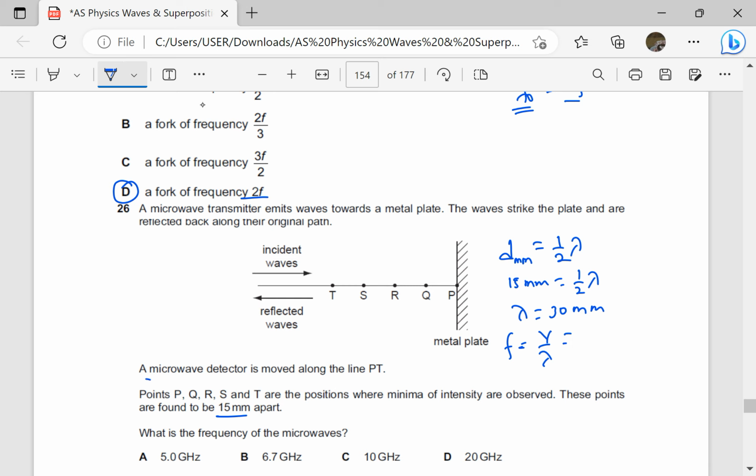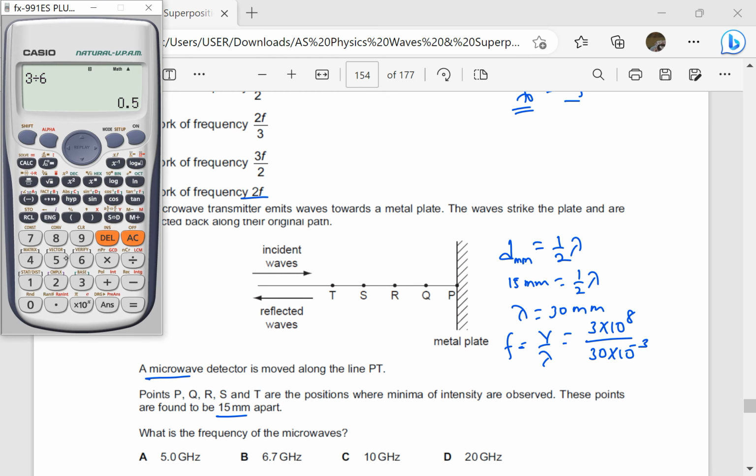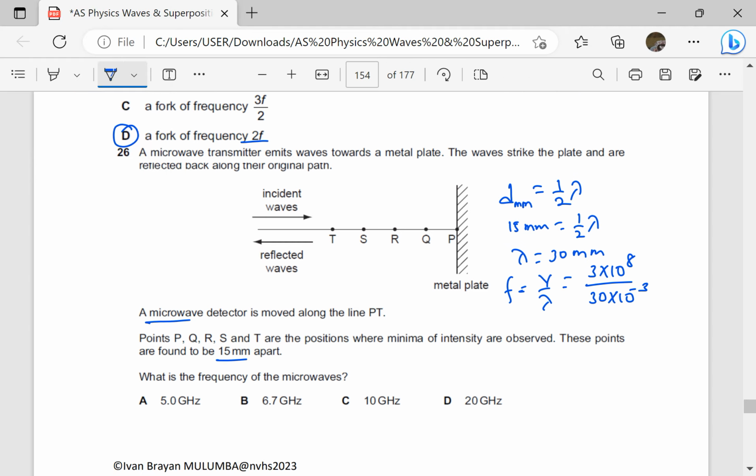And V, it is a microwave, so we don't need to be given V. V is 3 × 10⁸. The wavelength is 30 × 10⁻³. So we just check with our calculator. 3 × 8 divided by 30 × 3. So this is giving us 1 × 10¹⁰ hertz. So we can check the answer.